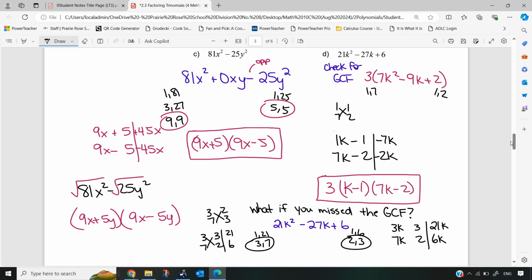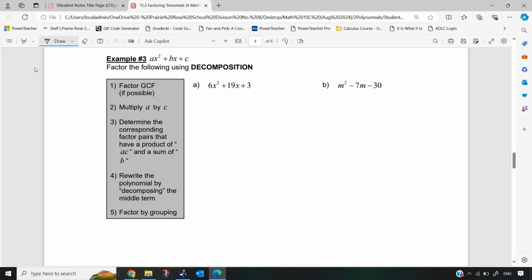Notice again, I want the same sign and a negative sum, so these both have to be negative. Factors are 3k minus 3 and 7k minus 2. Notice that that first factor can be factored further, so I pull out a 3. That leaves me with k minus 1 and 7k minus 2. Notice that in this case, I have the same factors. So with the guess and check method, if I miss pulling out my GCF in the beginning, I can still recover at the end.